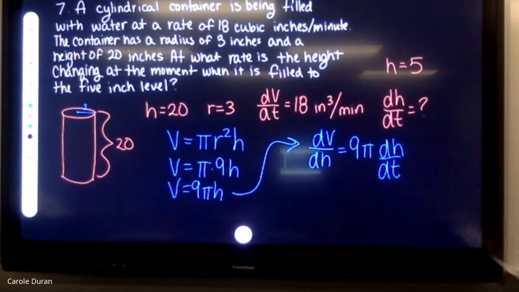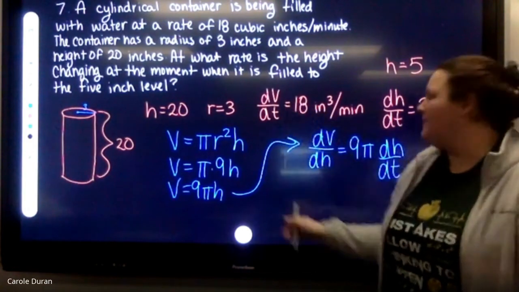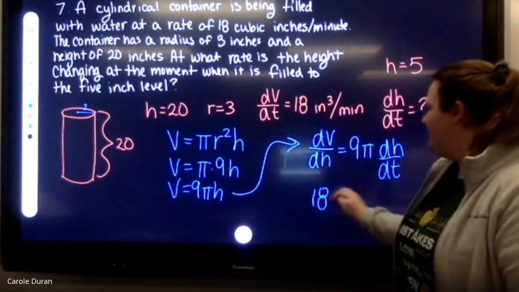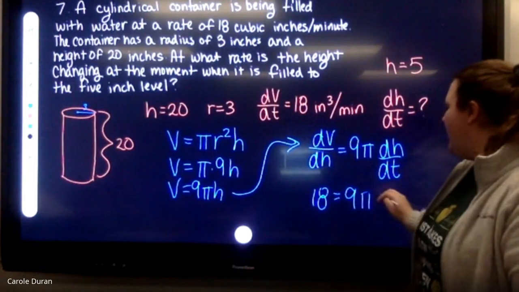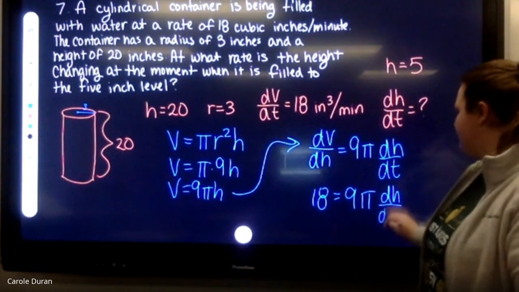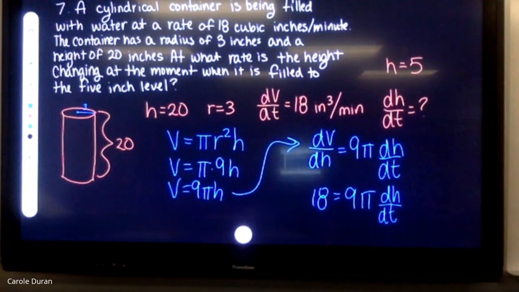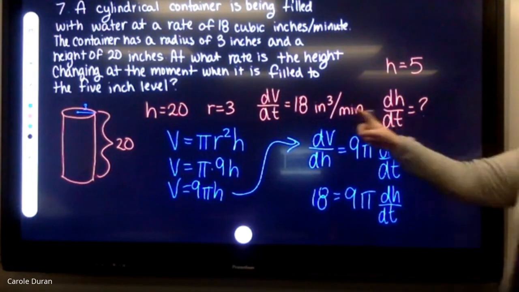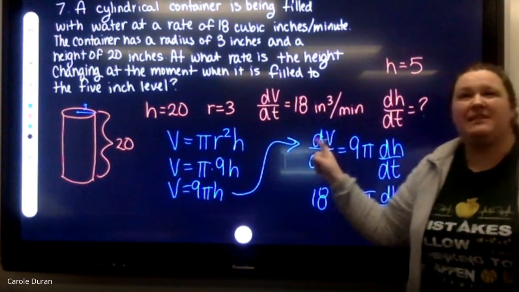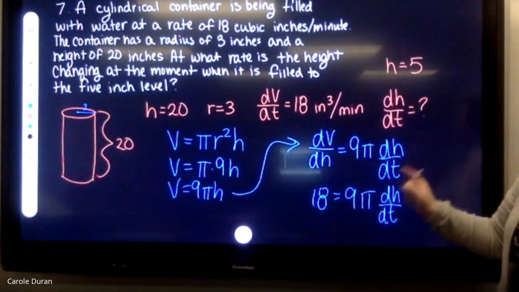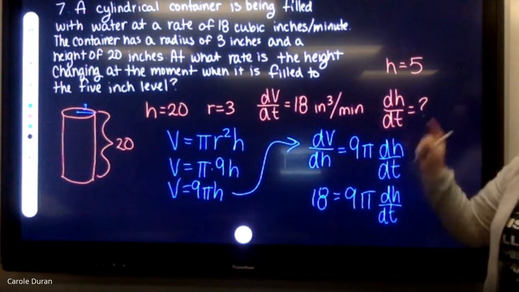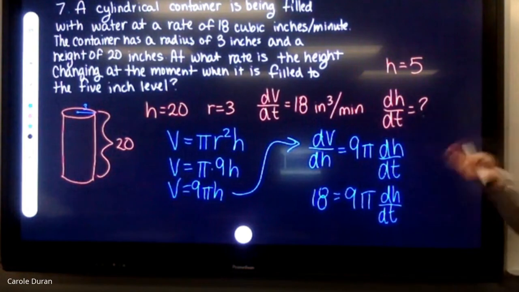Okay, do I have any of this information? Wait, aren't you solving for dh/dt? I am. Do I have any of this information? I have dV/dt. I know it's 18, so I'm going to plug that in. And 18 is equal to 9 pi dh/dt. Because it has the same top, I can plug it in. Since h is in terms of dh/dt, it's technically dV/dt. So it all works, I promise.